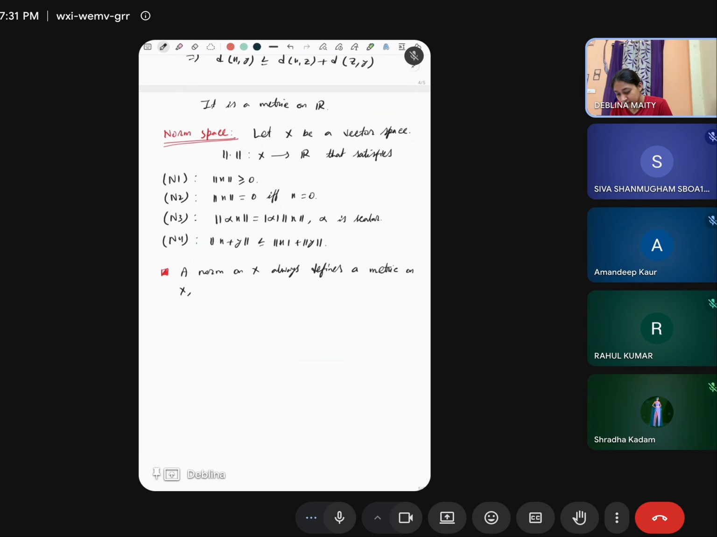How? Suppose x, y belong to X, then we can define d(x,y) by norm of x minus y, right? And we'll see that this d(x,y) will satisfy the properties of a metric, that is m1, m2, m3 and m4, right? From the properties of norm we can find that d(x,y) will satisfy the properties of a metric. So from a norm we can always find the metric. This metric is called the metric induced from the norm, right?